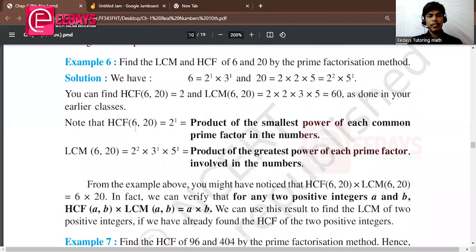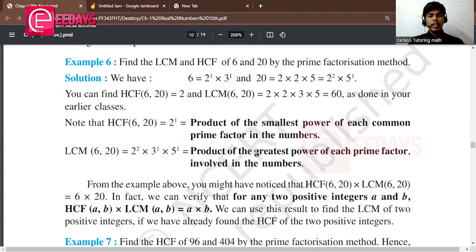First, observe carefully. HCF is the product of the smallest power of each common prime factor in the numbers. Read the statement and understand carefully. What is HCF and LCM? What is the difference between these two? What is the smallest power? The product of the smallest power.